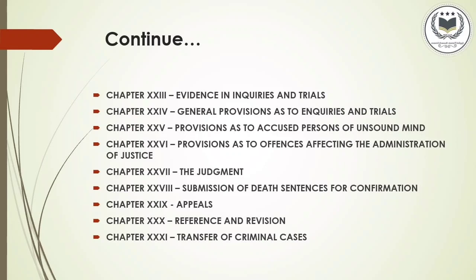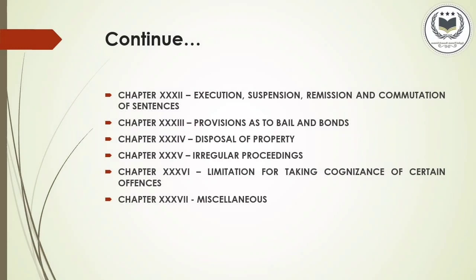Chapter 29 Appeals. It has total 23 sections. Chapter 30 References and Revisions, it has total 11 sections. Chapter 31, that is Transfer of Criminal Cases, it has total 7 sections. Chapter 32, that is Execution, Suspension, Remission and Commutation of Sentences, it has total 24 sections. Chapter 33, Provisions as to Bail and Bond, it has total 19 sections. Chapter 34, Disposal of Property, it has total 9 sections.